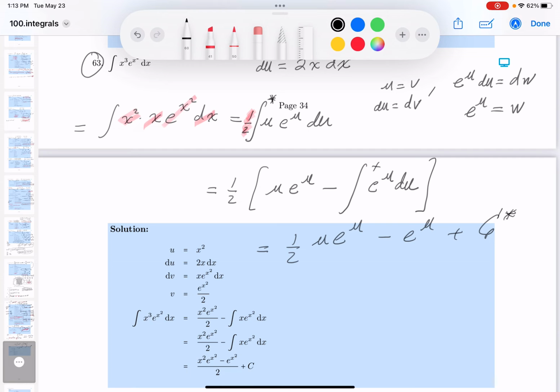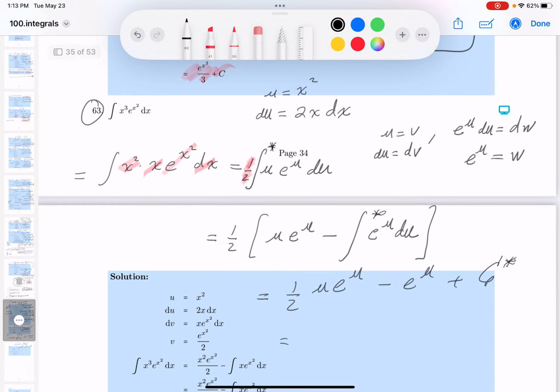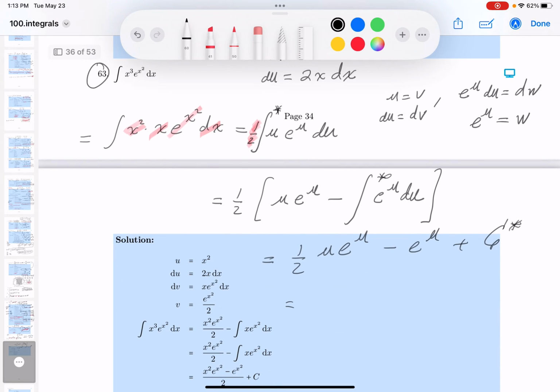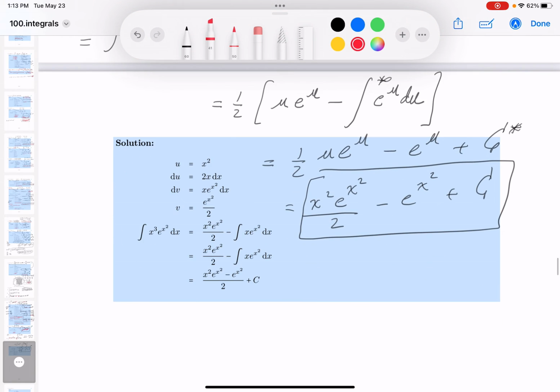So what I'm going to do over here is go back to what the u was. And the u was equal to x squared. Let's write this down. So it's x squared e to the x squared over 2 minus e to the x squared plus some constant of integration. I'll put a little box around this. And I'm going to look at the key now. I noticed in the key they did something. They combined the two terms together. Maybe I should do that too.